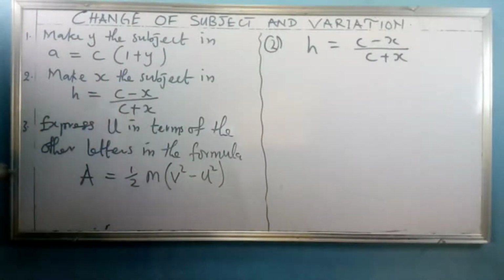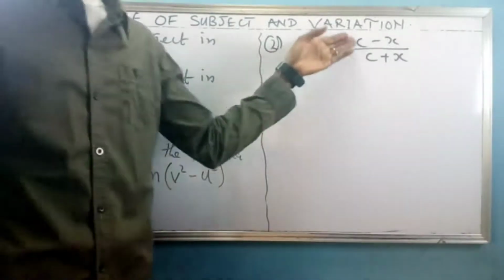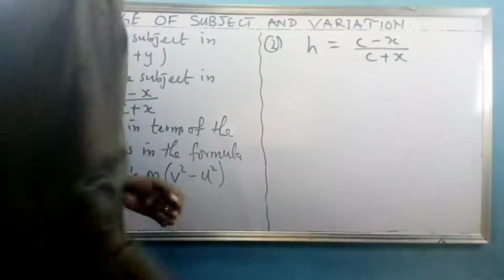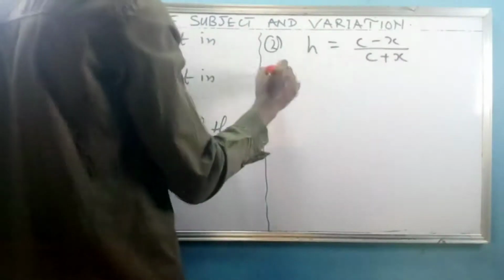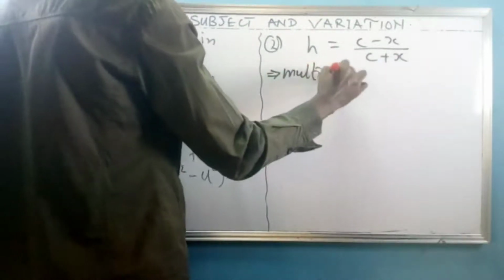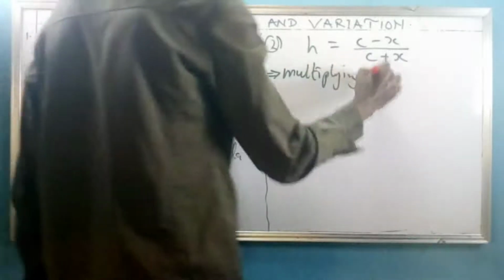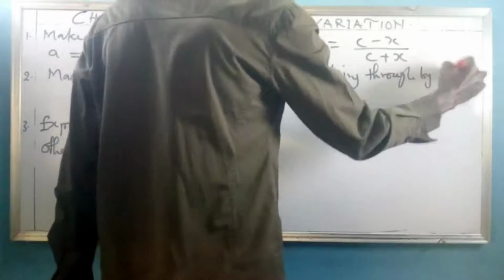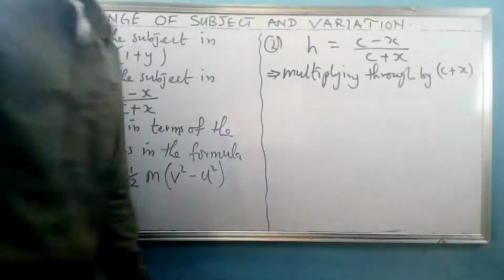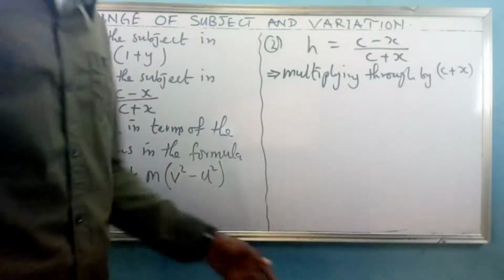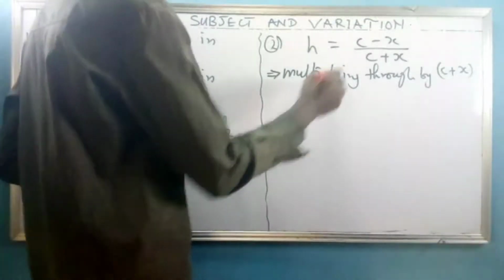X the subject. So the first thing, you have a fraction. Now I told you earlier, whenever you have a fraction, you clear the fraction. You have to clear the fraction by what? Multiplying through by this. Let's write it down. Multiplying through by c plus x. By the time you multiply through by that c plus x, you're going to have a straight expression or a straight equation.